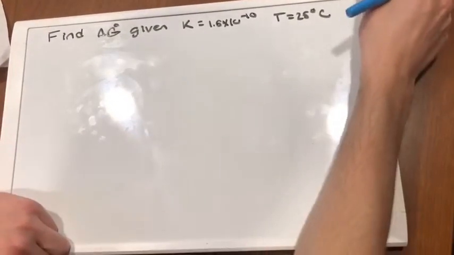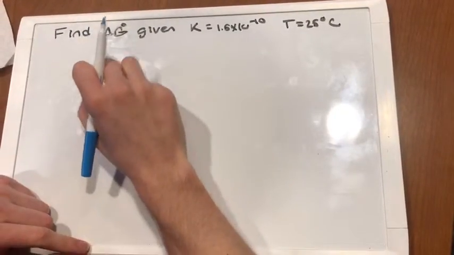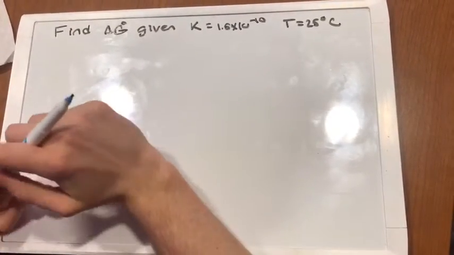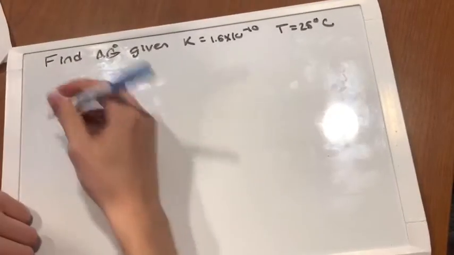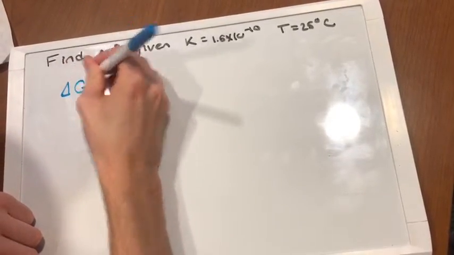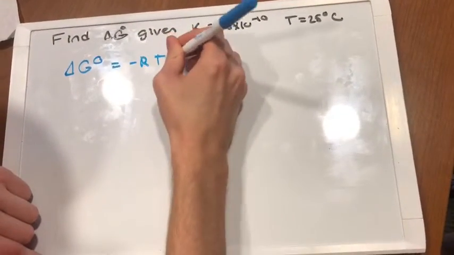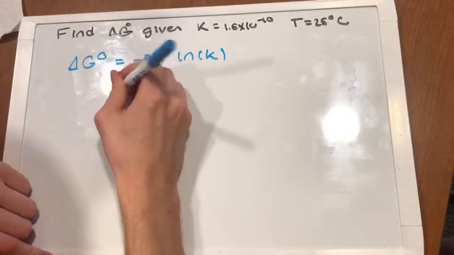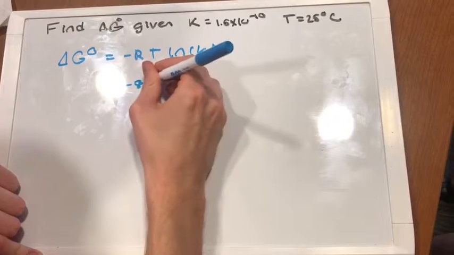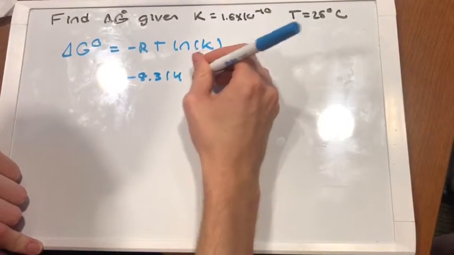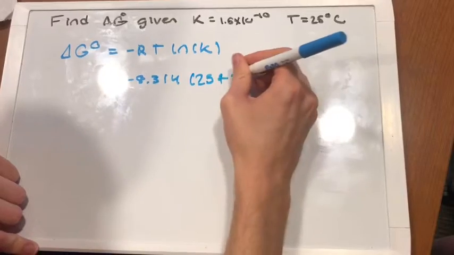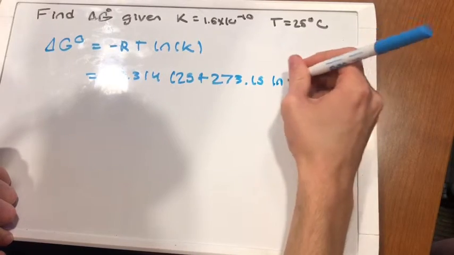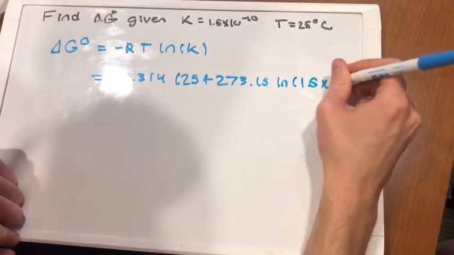So say you're asked this problem right here. Find delta G naught given K equals 1.6 times 10 to the negative 10 and the temperature equals 25 degrees Celsius. The first thing you want to do is write down your equation that you're going to use. And then you're going to want to know what you want to plug in. So you put in the gas constant. You put in the temperature, but you need to remember to convert it to Kelvin. And then you do the natural log of the rate, K.